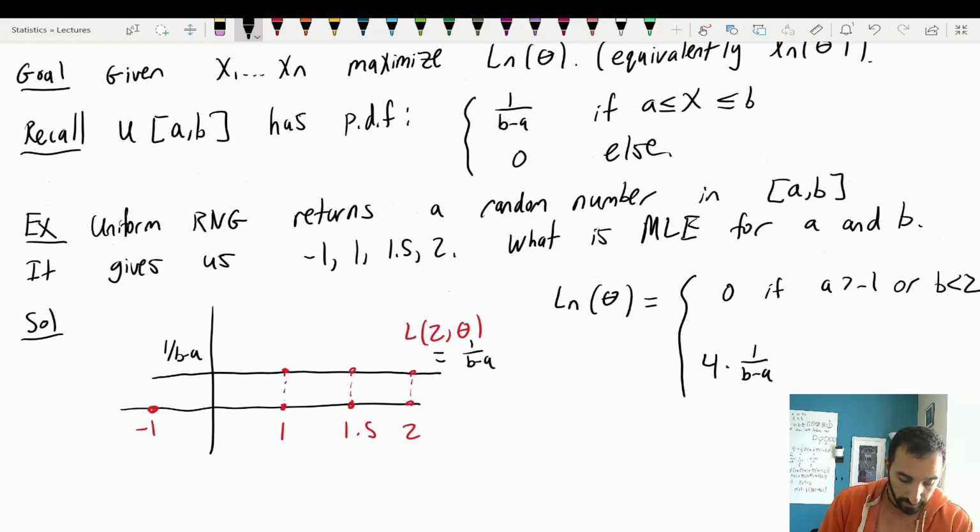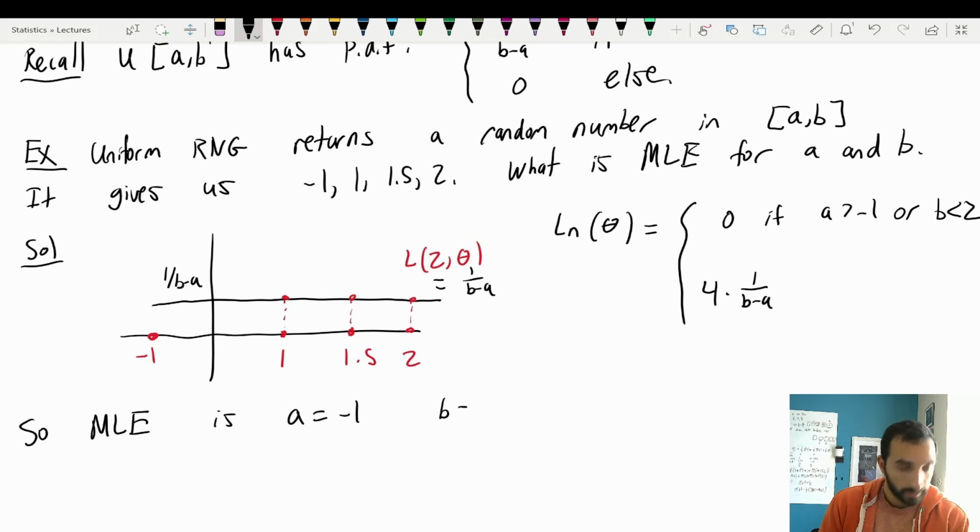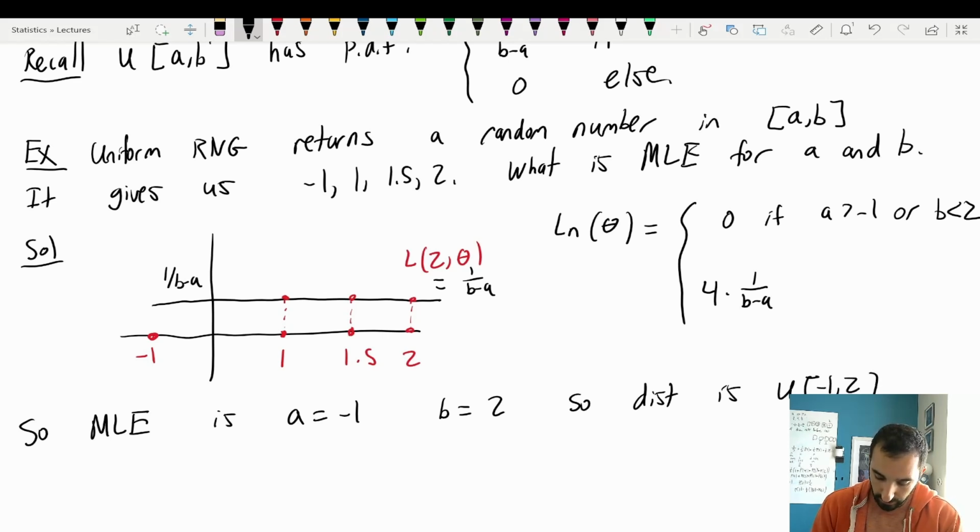So what's the maximum likelihood estimate? So our maximum likelihood estimate, very similar to the case before, is theta is equal to, let's be more precise, A is equal to -1 and B is equal to 2. So the distribution is uniform on -1 to 2 inclusive.